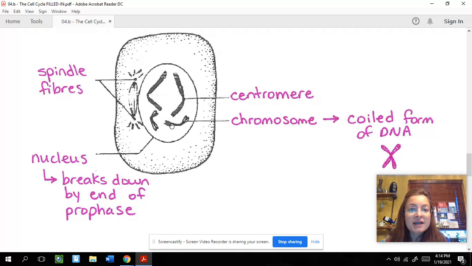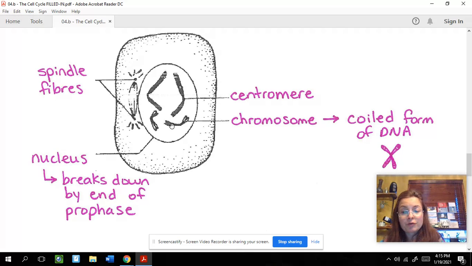So what that means is that long DNA, the chromatin, which is what we're seeing in interphase, has now condensed to form the chromosomes. And remember that chromosomes form for the purpose of cell division because now the DNA is more organized. It can be divided much more simply in this form.